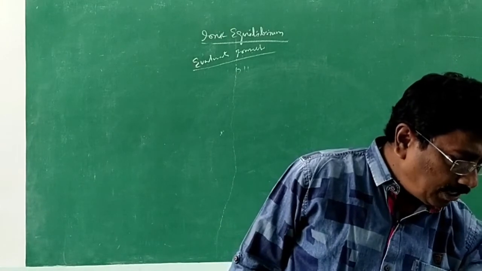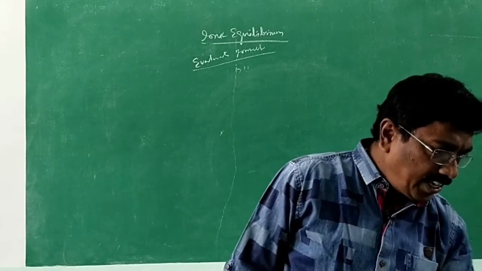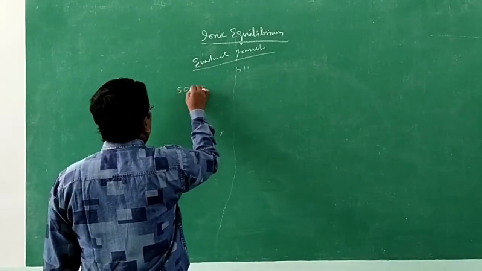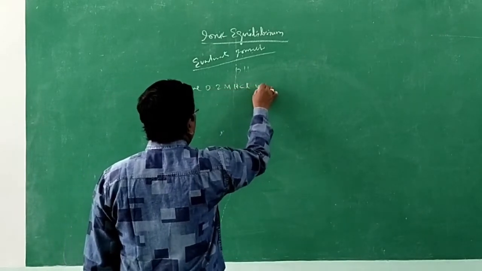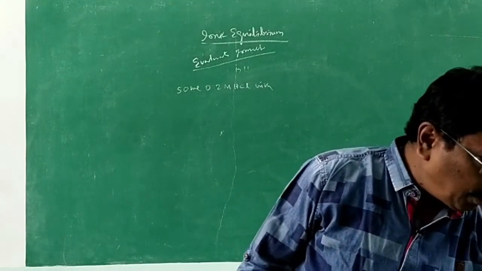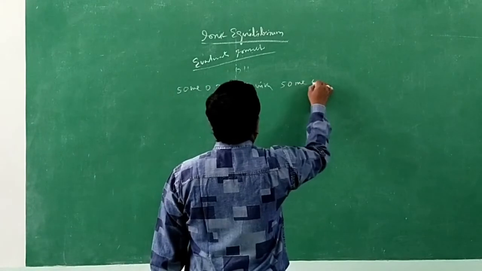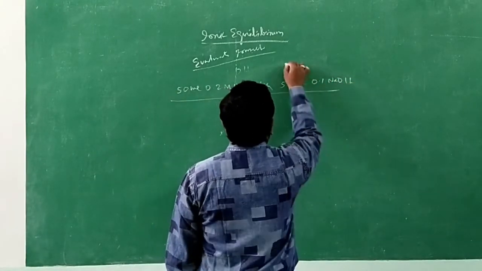You are asked to calculate the pH of an aqueous solution obtained by mixing 50 ml of 0.2 molar HCl with 50 ml of 0.1 molar sodium hydroxide. These two are mixed. Then what will be the pH of the resultant solution?